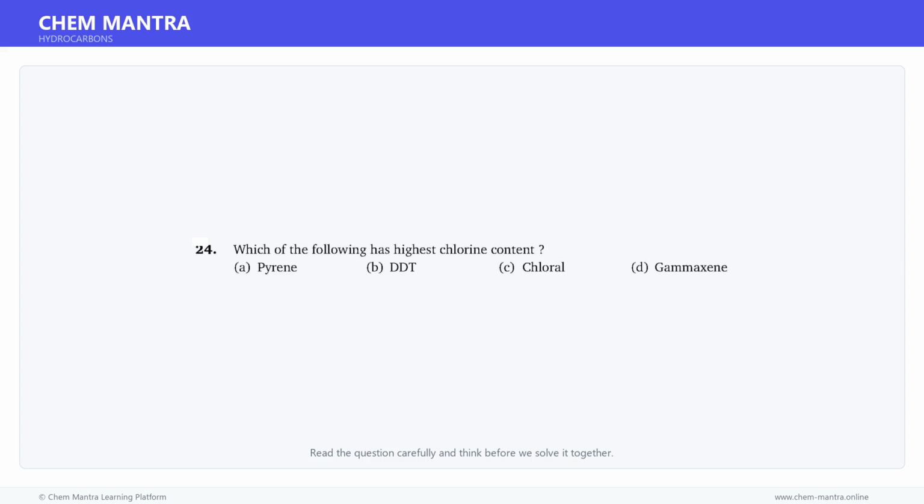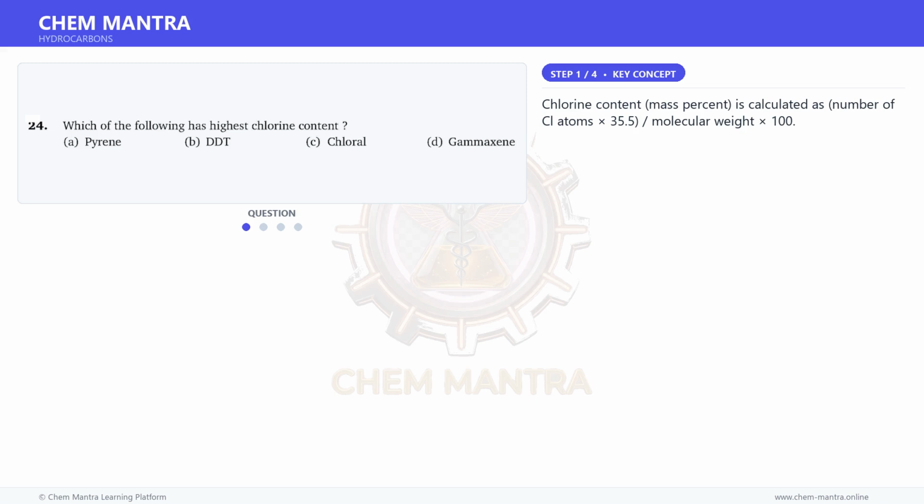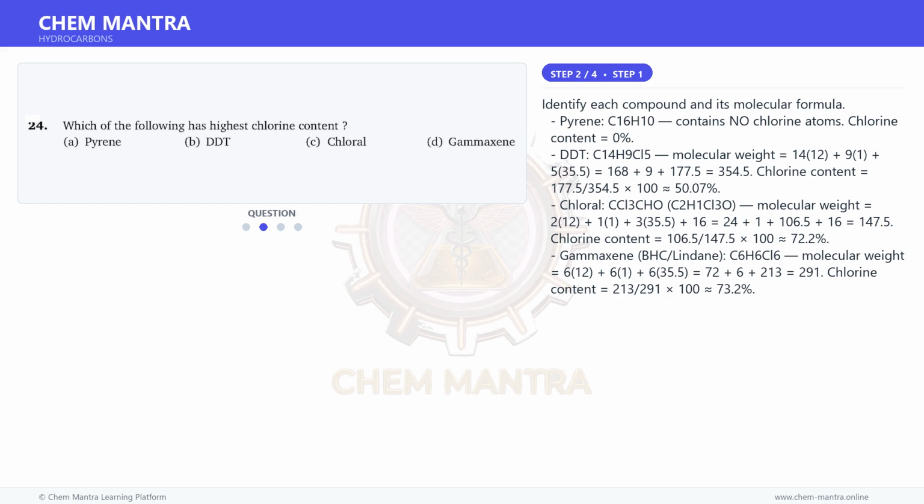Here is a question. Read it carefully and think about the answer. Let us solve it step by step. Let us first understand the key concept here. Chlorine content, mass percent, is calculated as number of Cl atoms times 35.5, divided by molecular weight, times 100. Moving on to the next step.